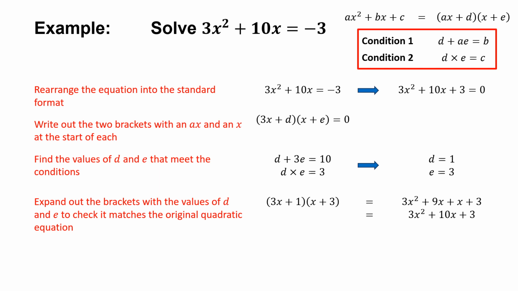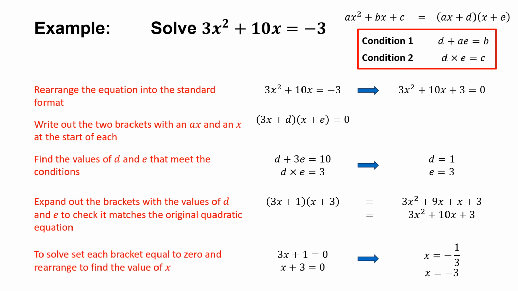So when we expand these brackets out, we get 3x squared plus 9x plus x plus 3. And this simplified becomes 3x squared plus 10x plus 3, which is the original expression. Now to solve this, we have the first bracket set equal to 0. When we rearrange this, we're going to get 3x equals minus 1, which means x equals minus 1 divided by 3. And then we have x plus 3 equals 0. And when we rearrange this, we get that x is equal to minus 3.